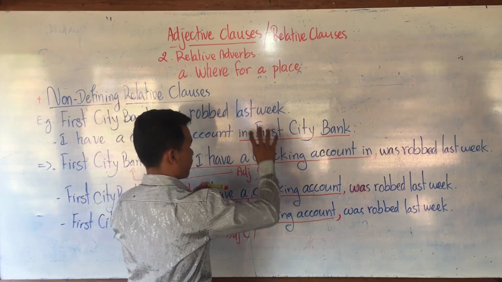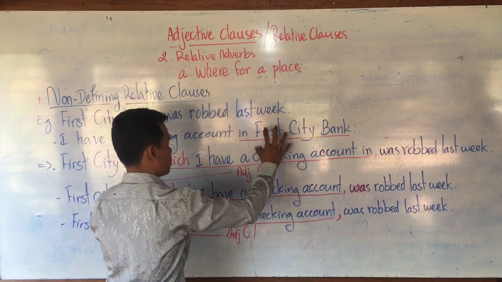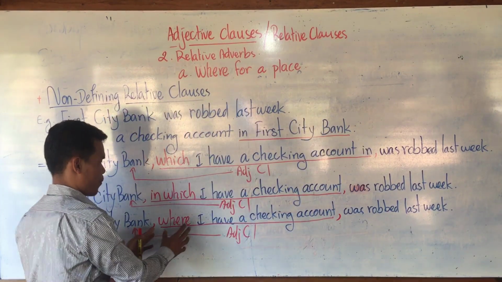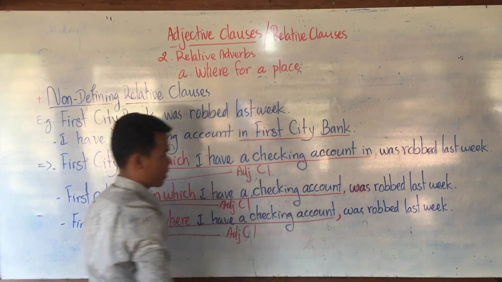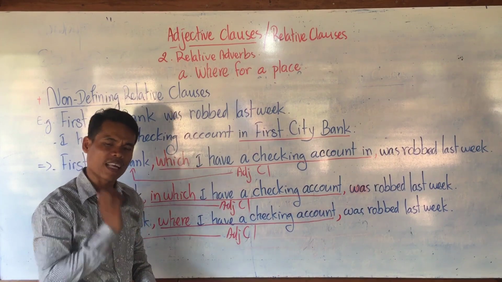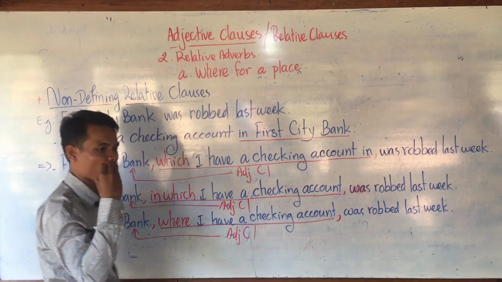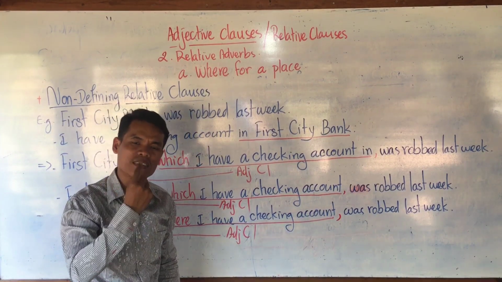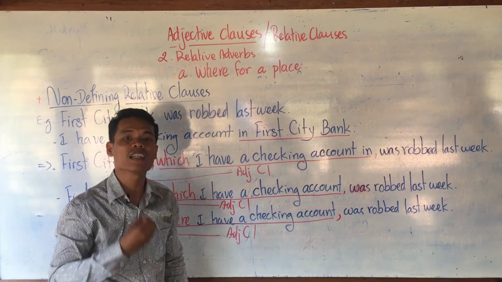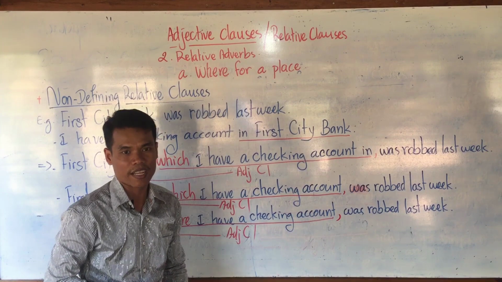So if you really want to analyze it, you analyze like this. In first city bank we use where. When you put where in here as a relative adverb, there is no more in the city bank. That's why the first city bank, comma, where I have a checking account, was robbed last week. By doing so, it means that you understand adjective clauses clearly. But what I'm doing here is explaining the easier way to those who find it difficult to understand adjective clauses when we use where as a relative adverb.